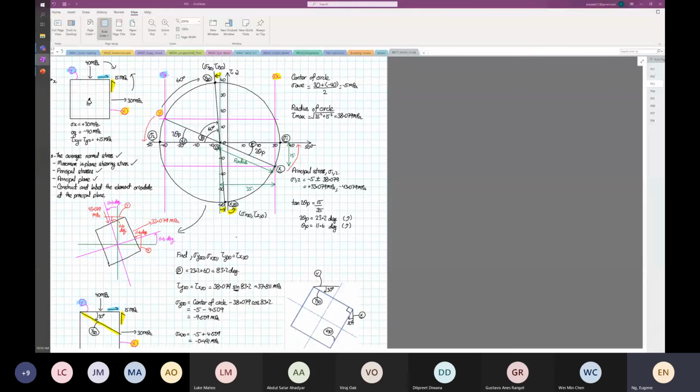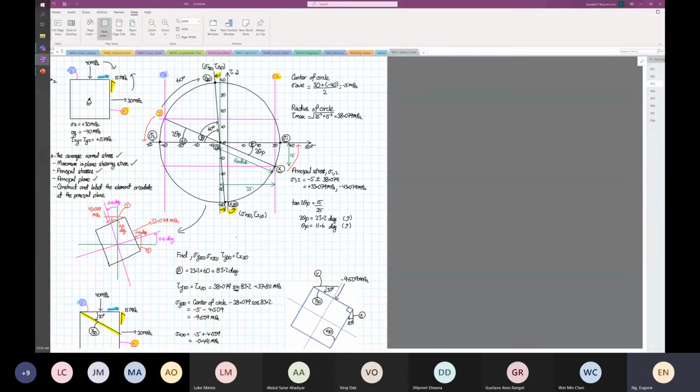So that value is what? It's compression, minus 9.509. So the normal stress is usually very easy. It is equal to minus 9.509 megapascal, compression.